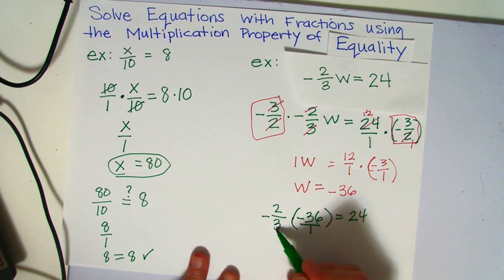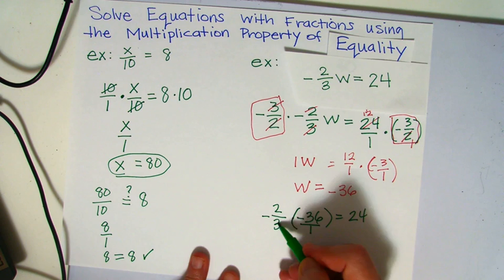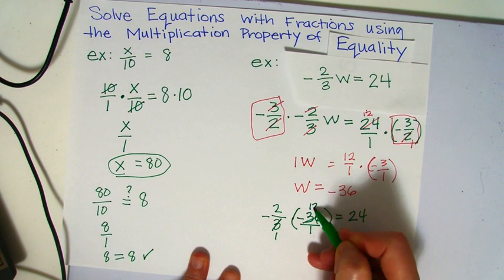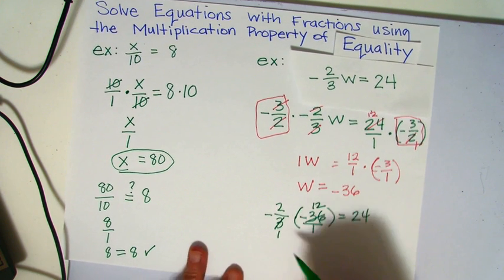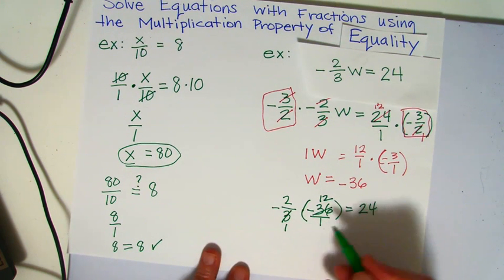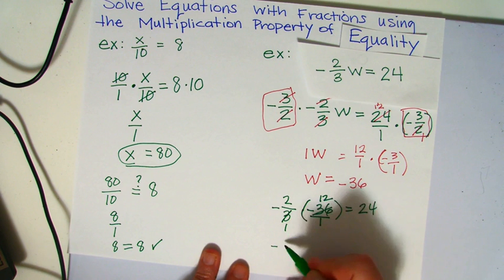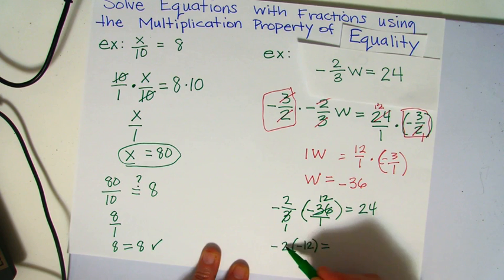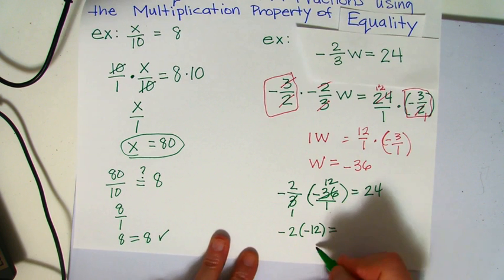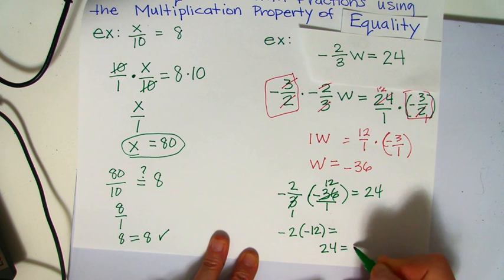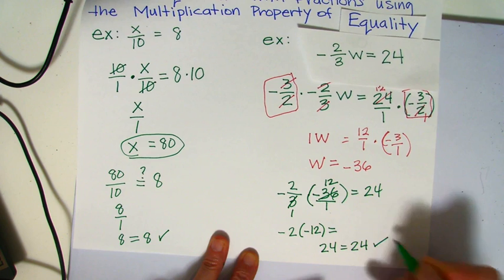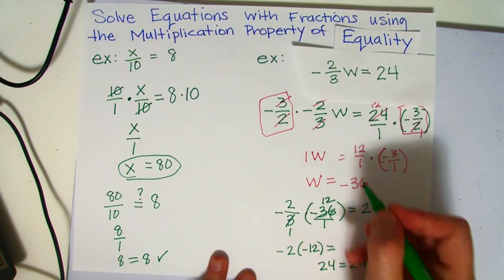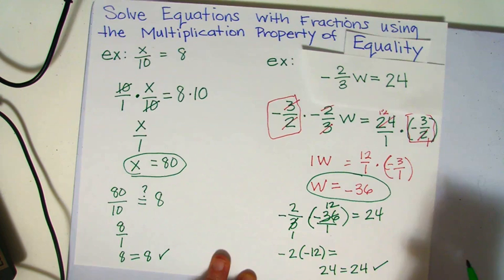Now, 3 and 36 can be reduced. I'm left with negative 2 over 1 times negative 12 over 1, which is really negative 2 times negative 12. Now a negative times a negative is a positive, and so that's going to leave me with positive 24 equals 24. Because both of them are the same, w equals negative 36 is the solution.